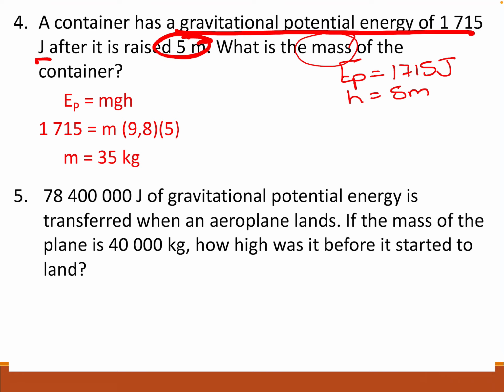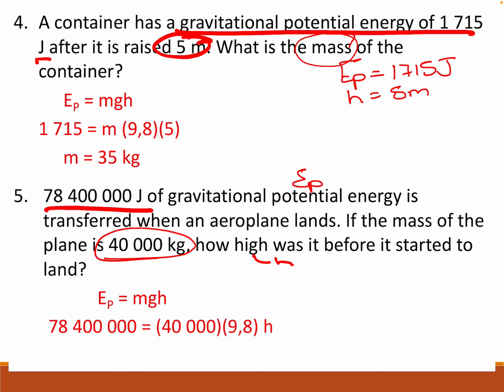78,400,000 joules of gravitational potential energy, so that's EP, is transferred when an aeroplane lands. If the mass of the plane is 40,000 kilograms, how high was it, that's h, before it started to land? It's exactly the same question as question 4 with bigger numbers. So EP equals mgh. 78,400,000 equals 40,000 times 9,8 times h. So h is 200 meters. It wasn't very high, but it was very, very heavy.